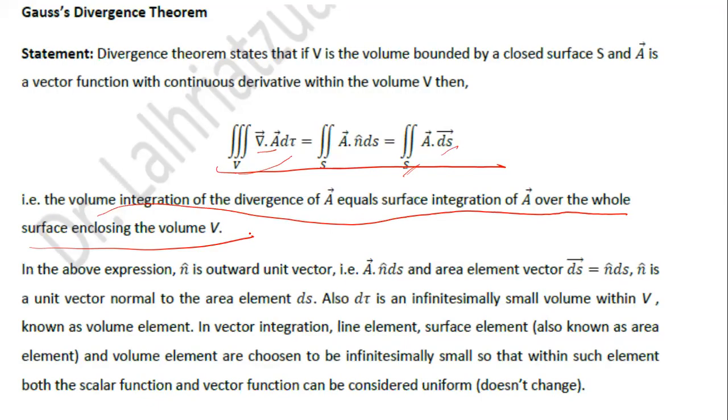And before we talk about it here, you'll see that there is a ds vector, ds, and there is a d tau. So ds is called area element, d tau is called volume element. And here you can also assign a vector sign on top of your area element ds. So this is called area element vector. So let me just quickly go through what we actually mean by all this ds vector, d tau, and all these things.